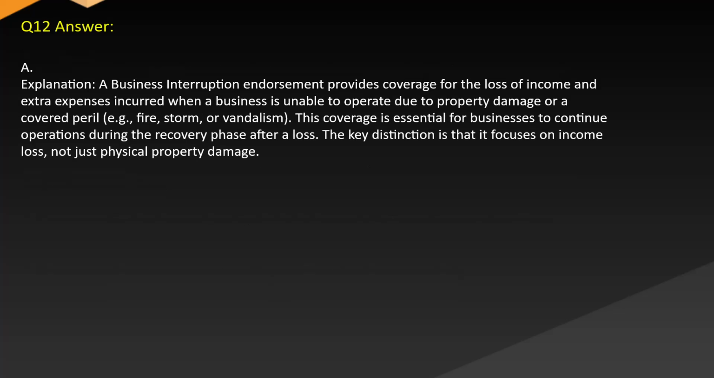Answer: A. Explanation: A business interruption endorsement provides coverage for the loss of income and extra expenses incurred when a business is unable to operate due to property damage or a covered peril, e.g., fire, storm, or vandalism. This coverage is essential for businesses to continue operations during the recovery phase after a loss. The key distinction is that it focuses on income loss, not just physical property damage.